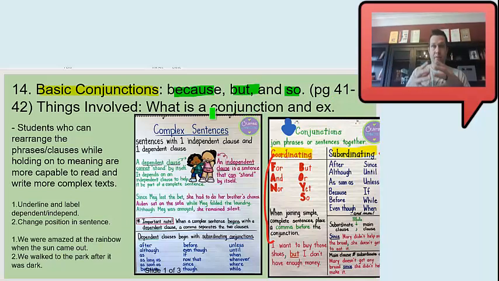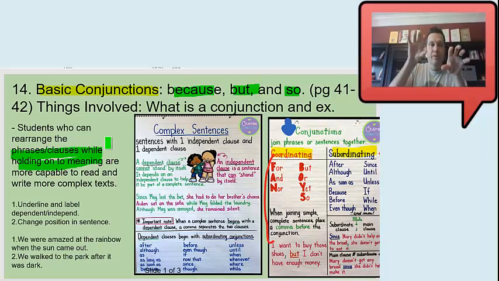Things involved: what is a conjunction? Talking about how it's combining those sentences together. So students who can rearrange, and I really loved this piece, this was actually pulled out of the text. This is not my thinking here, but I thought it was a wonderful thing to highlight to you guys. Students who can rearrange phrases and clauses while holding on to meaning, which I think is the key thing.